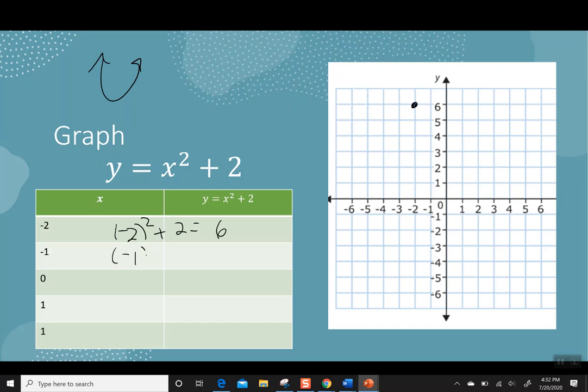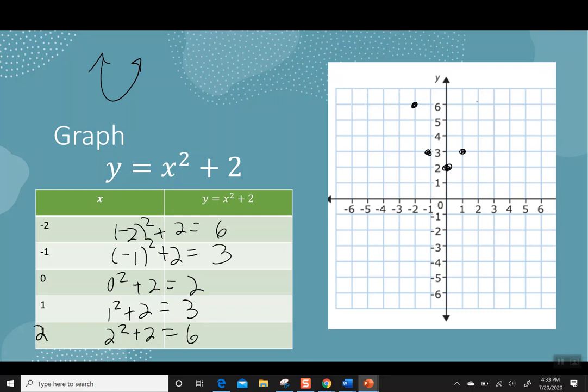Plug in negative 1. I have negative 1 squared plus 2. Well, negative 1 squared is 1, 1 plus 2 is 3. So I have negative 1, 3. Let's plug in 0. 0 squared plus 2 gives me 2. Then I have 1. So 1 squared plus 2, there's 3. And this 1 should really be a 2, so let's make that a 2. So I have 2 squared plus 2. 2 squared is 4, 4 plus 2 is 6, so I have 2, 6.